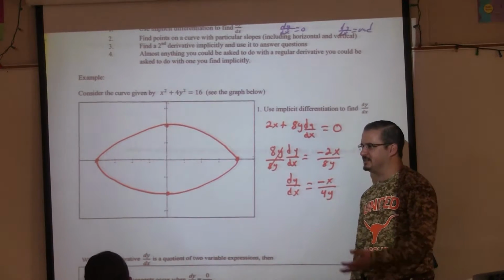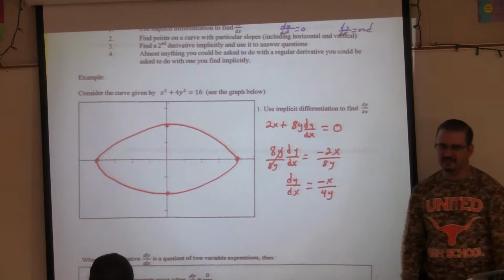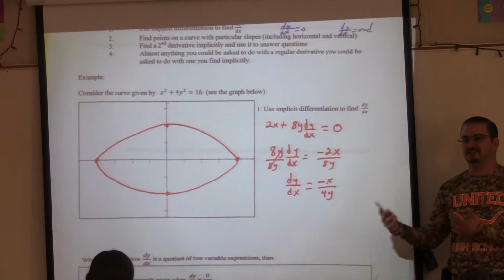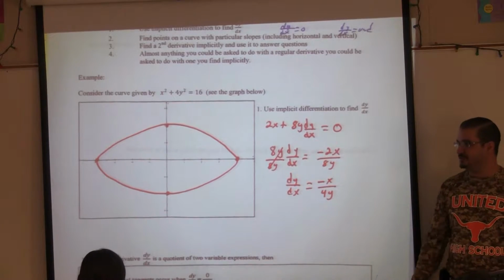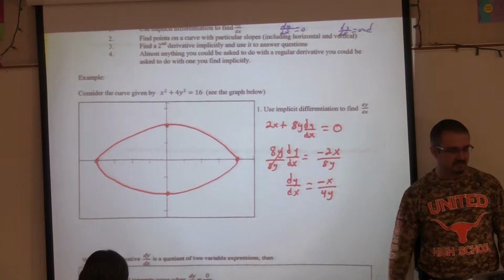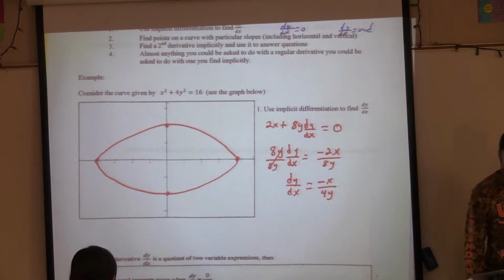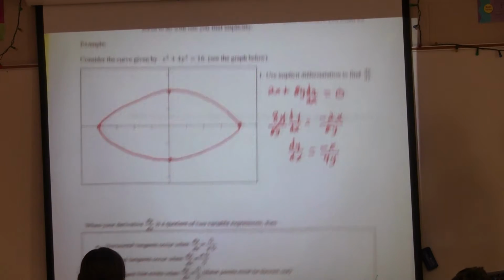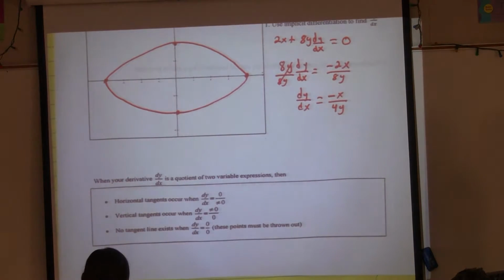On the AP test, they won't give you one that easy. They'll probably give you one that has product rule or quotient rule, or they'll ask you to do the second derivative, where you do have to do something. But that is one of the skills that you need to be able to have. Cool?